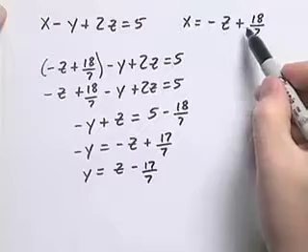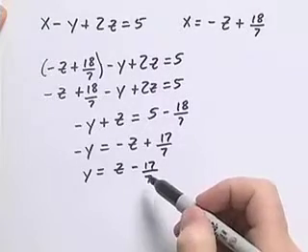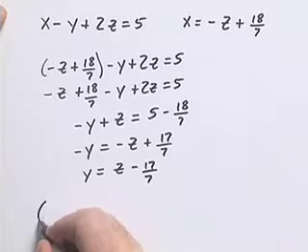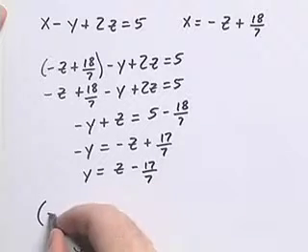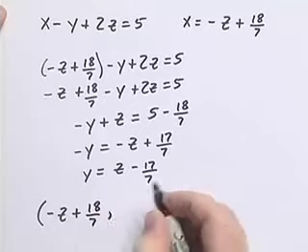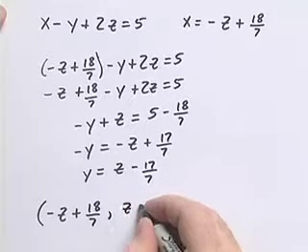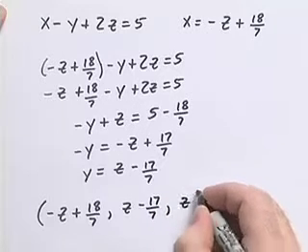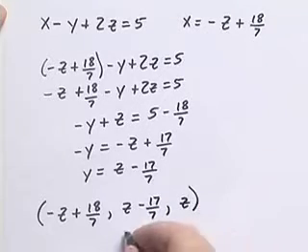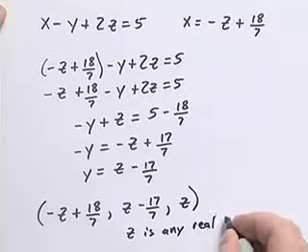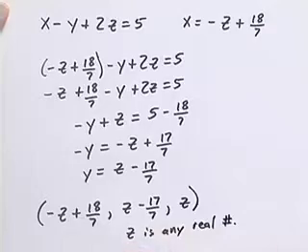So now that we've expressed x in terms of z and y in terms of z, we can write a general ordered triple as our solution. x is negative z plus 18/7. y is z minus 17 over 7. And then z is just z. We'll say z is any real number. And we have our ordered triple solution.